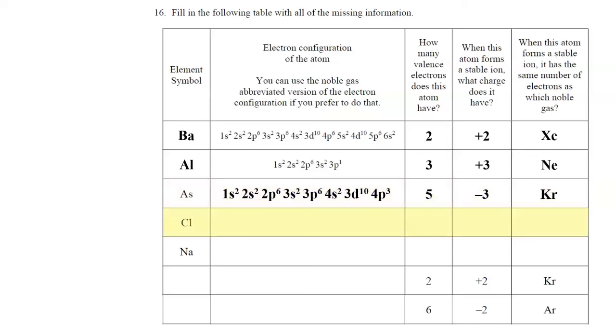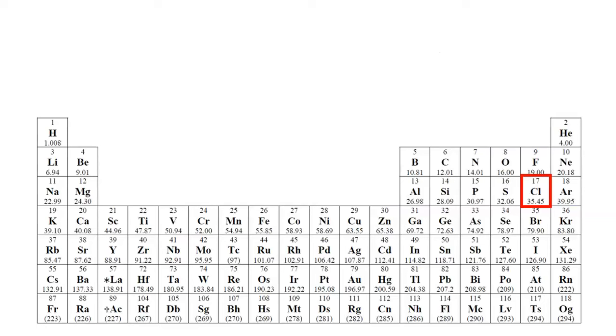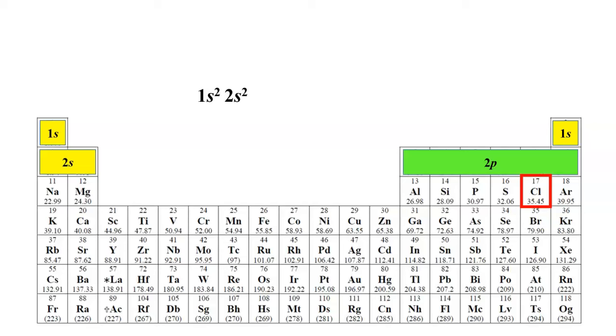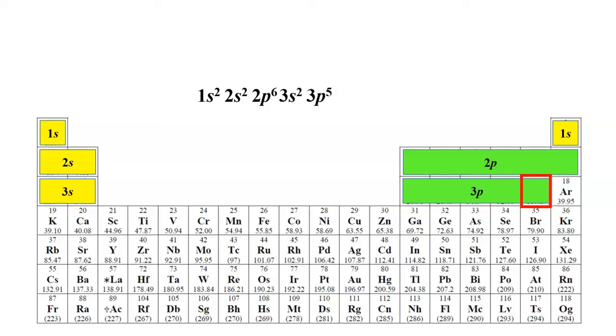In the next row of this table, let's write the electron configuration for the element chlorine. So chlorine has 17 electrons, and its electron configuration is 1s2, 2s2, 2p6, 3s2, and then finally 3p5, where we stop at 17 electrons. So 1s2, 2s2, 2p6, 3s2, 3p5.